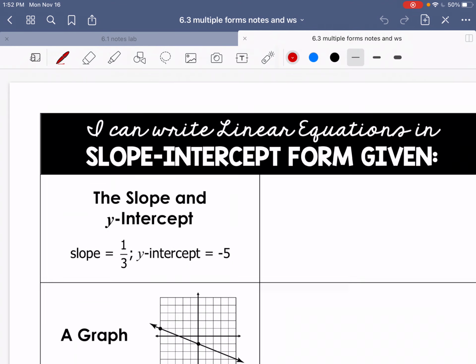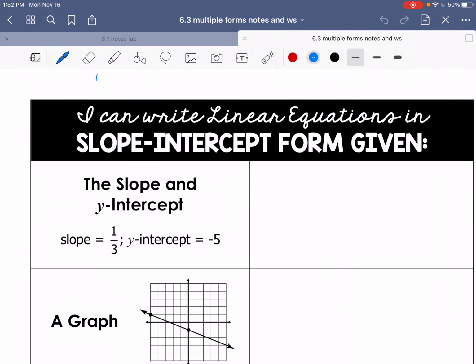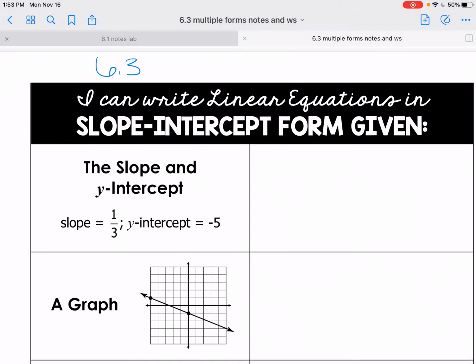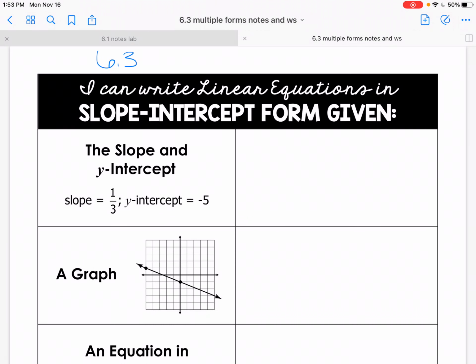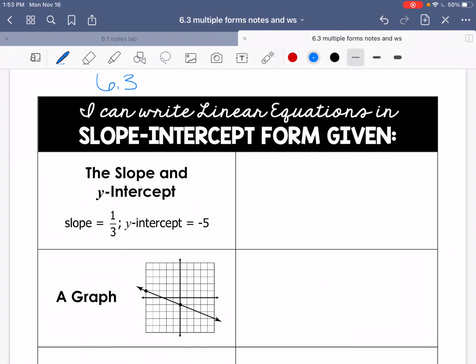So this is 6.3, and it's just multiple representations. And really it's just a recap of all the different methods that we've done so far. So the very first box is writing it in slope-intercept form. So remember that's y equals mx plus b.